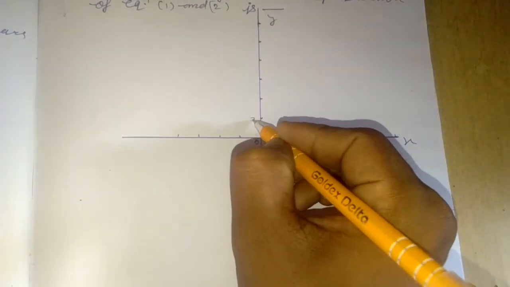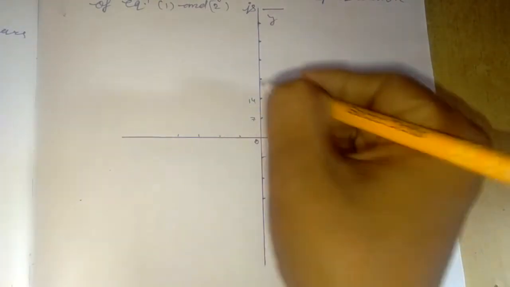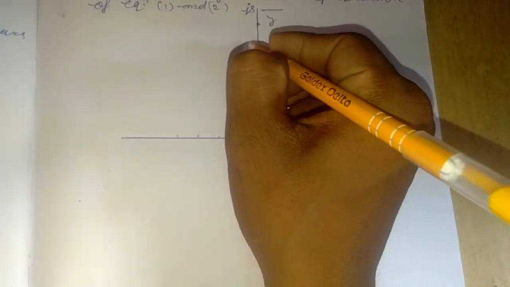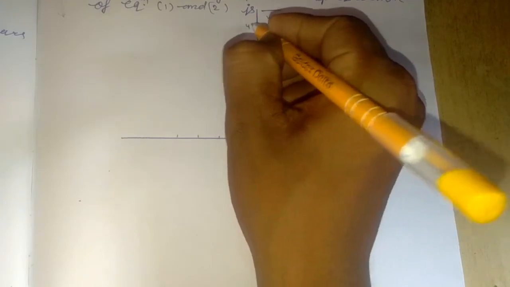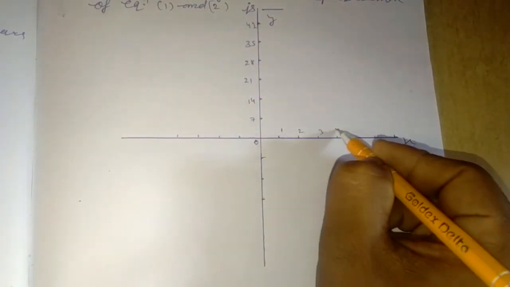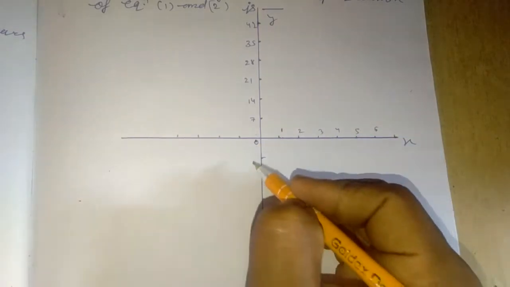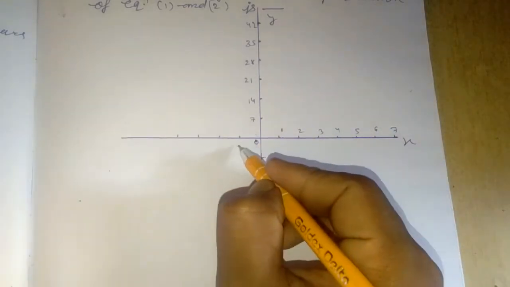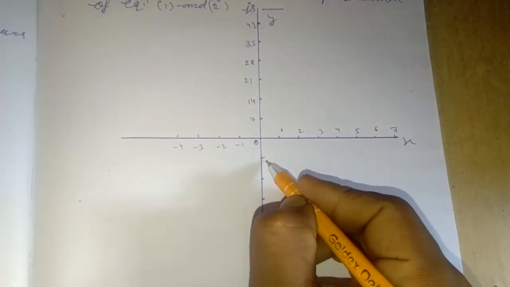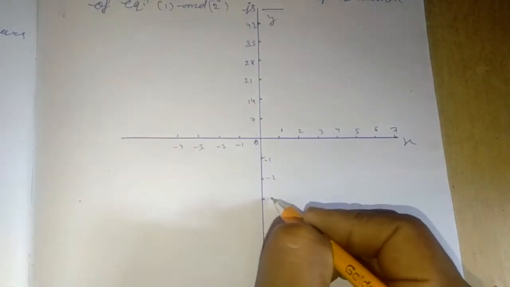Okay, so it will be 7, it will be 14, 21, 28, 35, and it is 42. This will be 1, 2, 3, 4, 5, 7. Minus 1, minus 2, minus 3, minus 1, minus 2, minus 3.